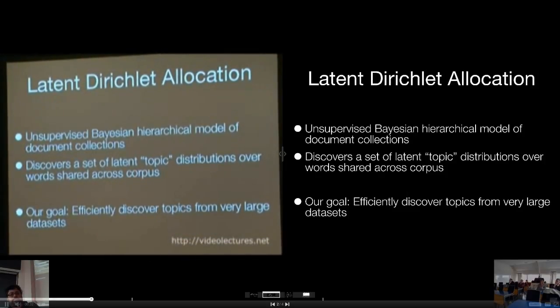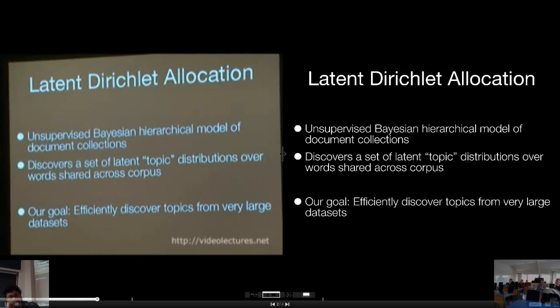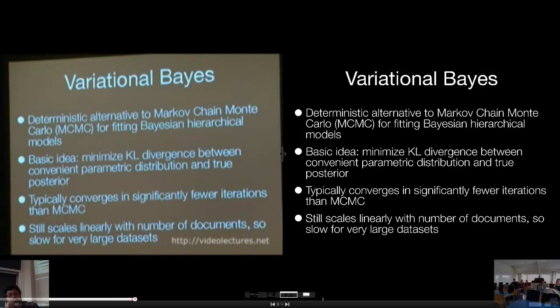So in these topics, what you tend to see is that words that have something to do with one another tend to have high probabilities. So for example, a topic about business might give high probability to words like corporation, money, million, dollar, etc. So what we'd like to do is fit these topics efficiently to very large data sets.